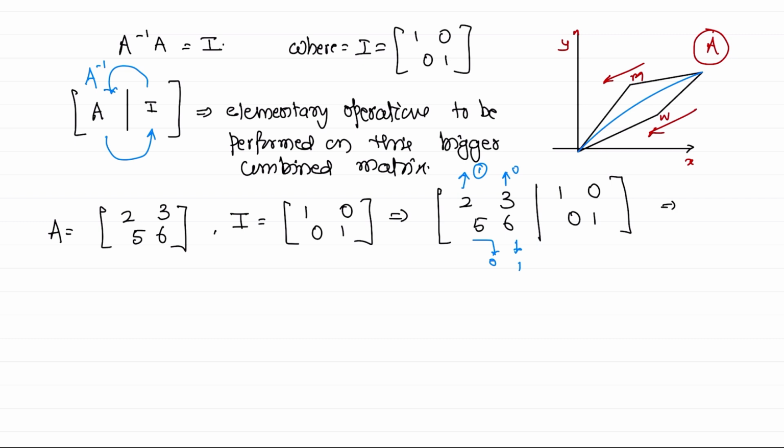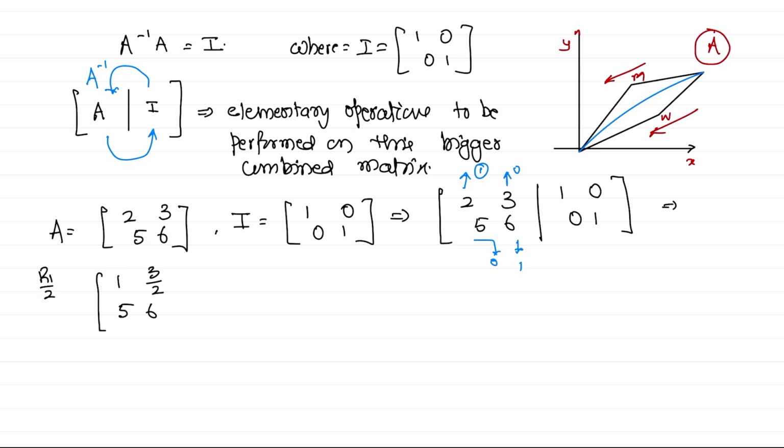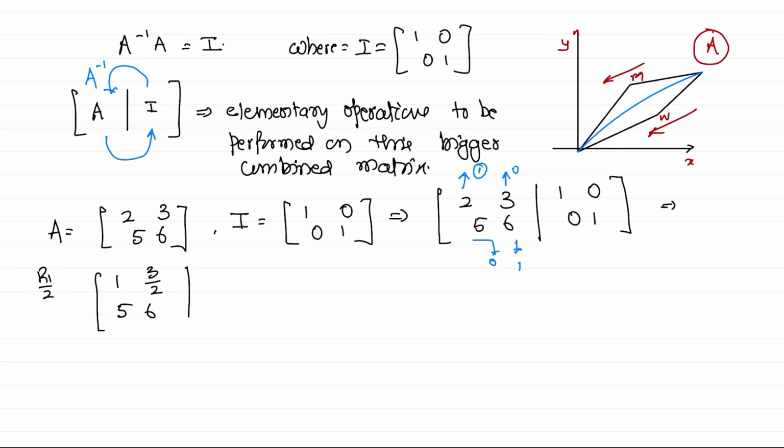Now, to make the first row first element 1, we have to divide that particular row by that element. Then it gives 1, 3 by 2, 5 and 6. What we are operating here is R1 by 2. So the 2 becomes 1. With R1 by 2, on the right hand side this becomes 1 by 2, this is 0, this is 0, this is 1. This is the first step.